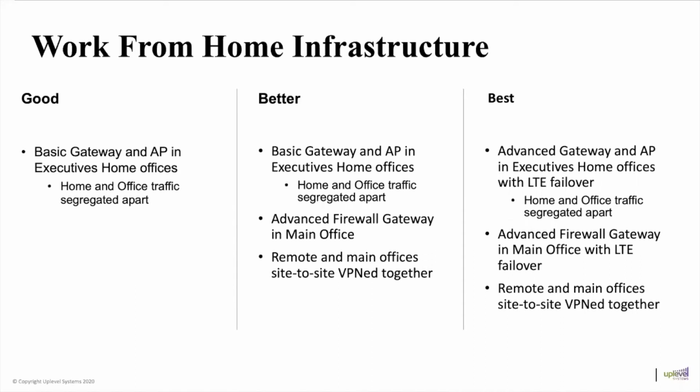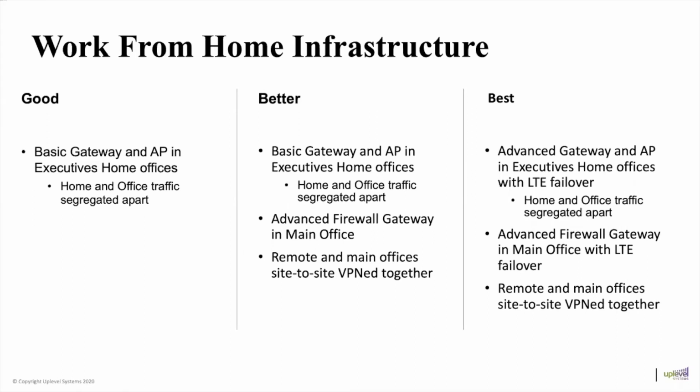And then have all of the different executives connect in from their home offices with Uplevel gateways as well. That advanced gateway in the main office is really to provide a site-to-site VPN so that there is no question about it. The VPN is secure, and the two can communicate, as opposed to connecting in from a different VPN source and having an unknown client on the other side.